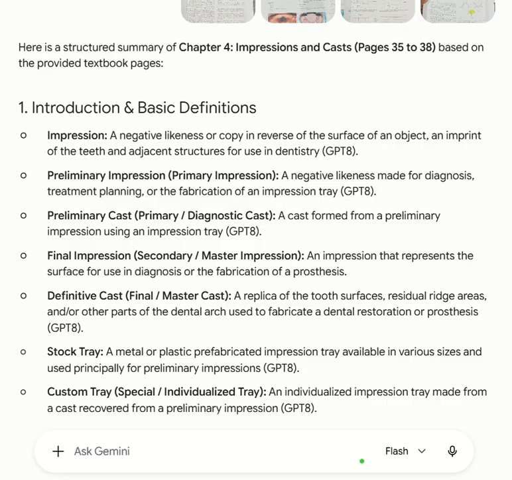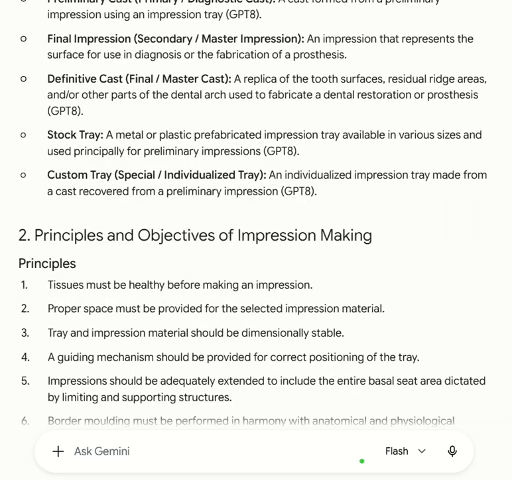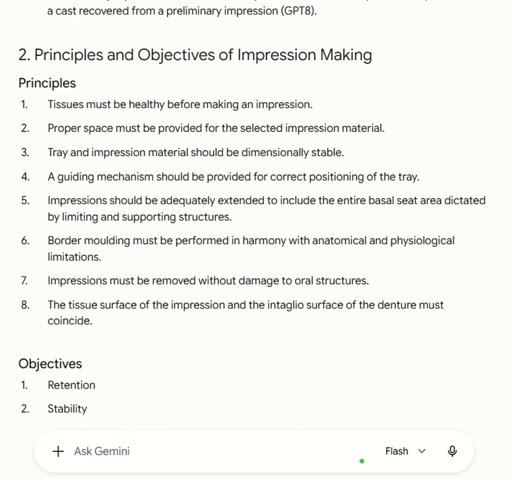2. Principles and objectives of impression making. Principles: Tissues must be healthy before making an impression. Proper space must be provided for the selected impression material. Tray and impression material should be dimensionally stable. A guiding mechanism should be provided for correct positioning of the tray.